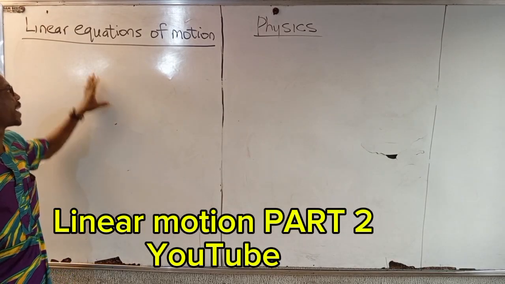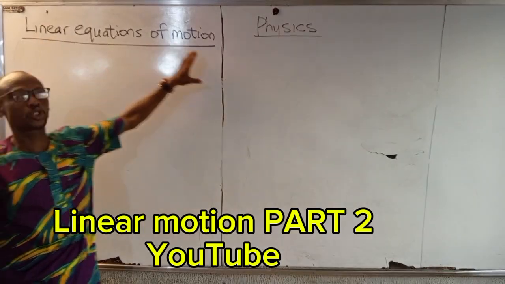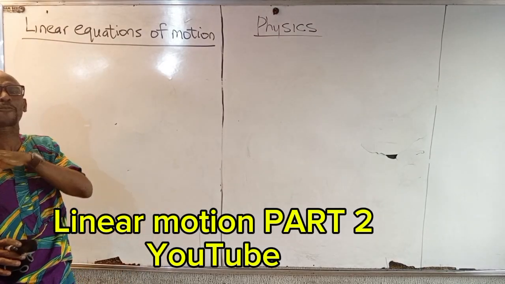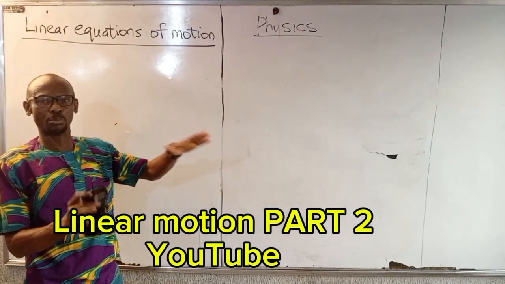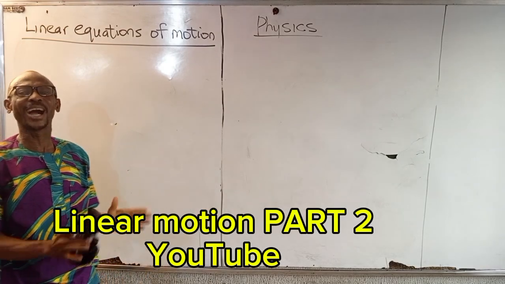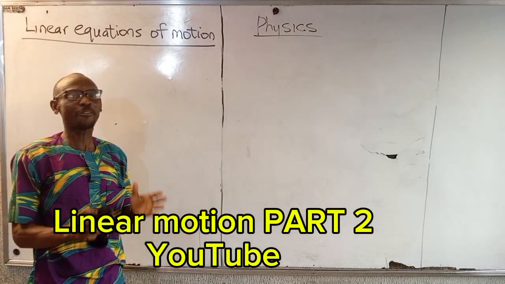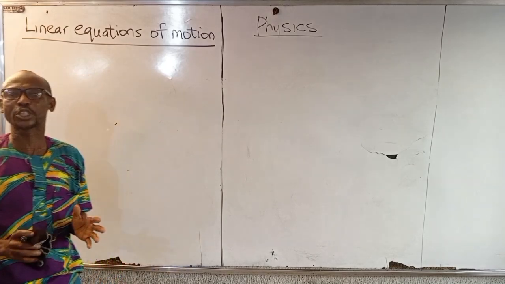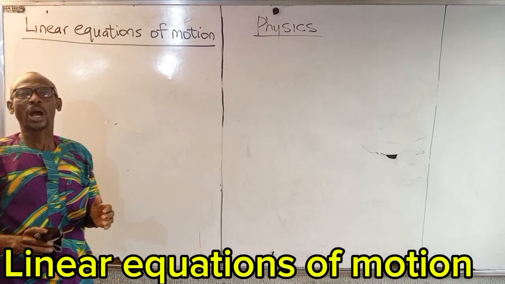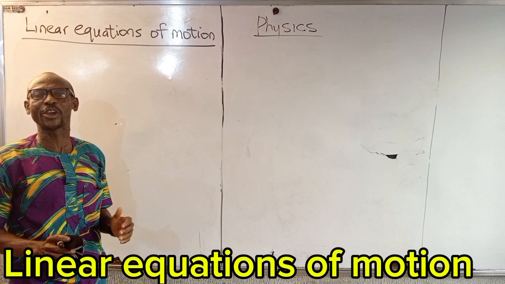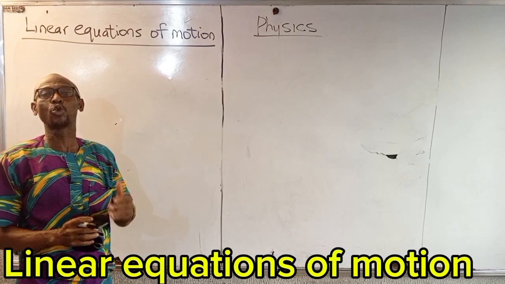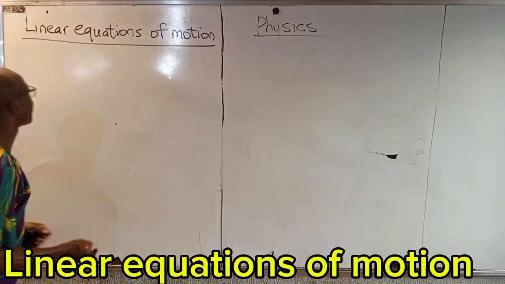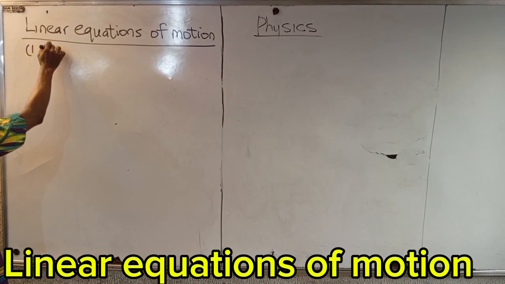So we are going to look at the linear equations of motion. We make use of them to solve every problem on motion in a linear form. We have basically 4 equations for our linear equations of motion. I'm going to take them one after the other, and we are going to look at what each of the letters stands for. The first, I'm going to take 1.